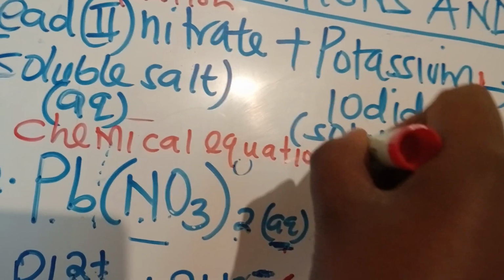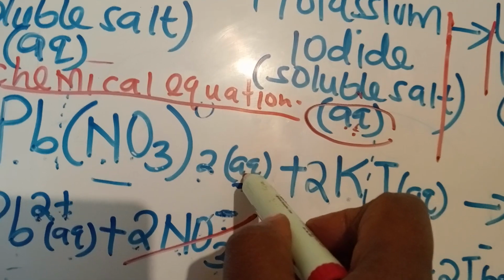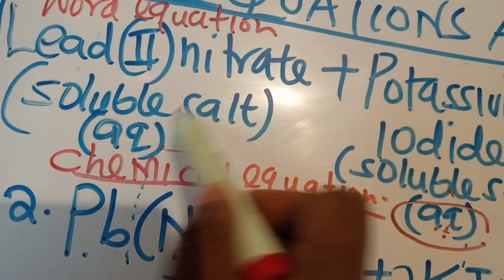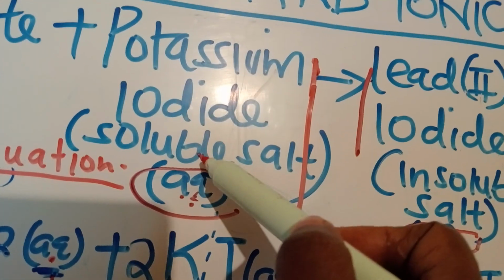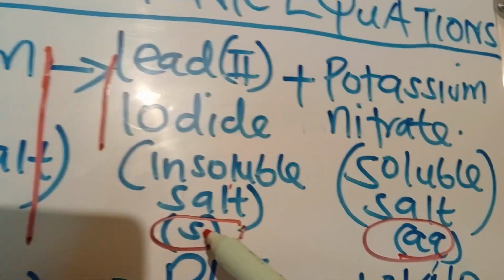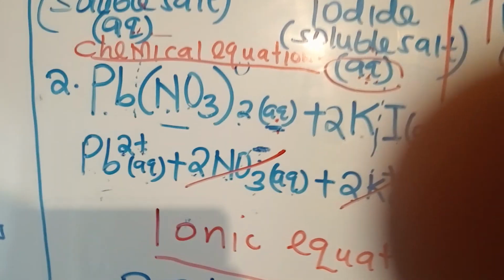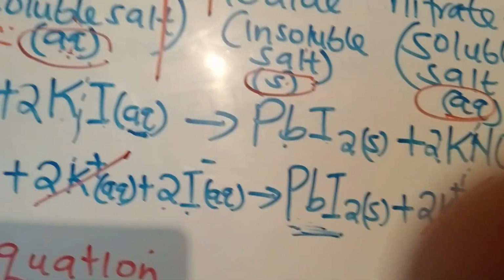So state symbols should be put in the chemical equation. Here I just indicated them to show you the meaning of soluble. The state symbol will be aqueous. This one is also soluble, it will be in the aqueous. So this was just for explanation purposes, but not to mean that you should have the state symbols in the word equation. So from there we wrote the well-balanced chemical equation.